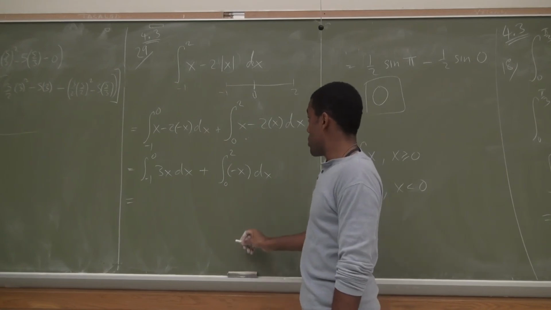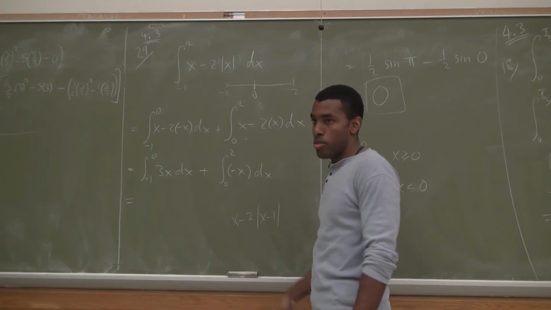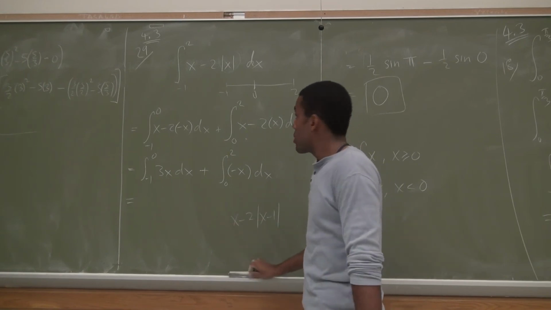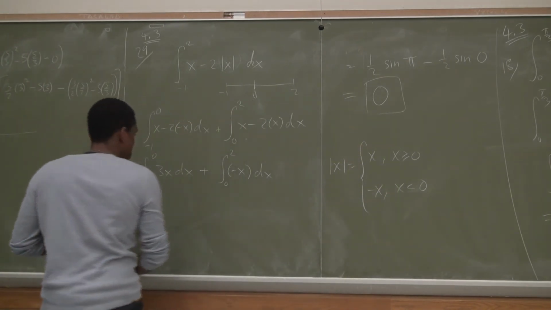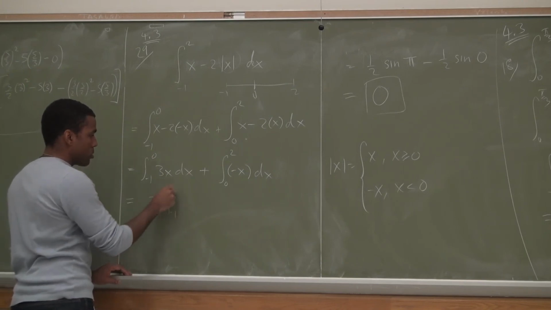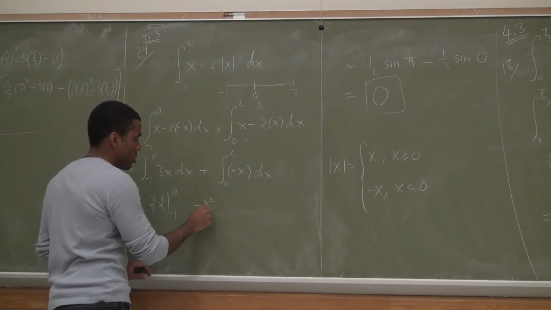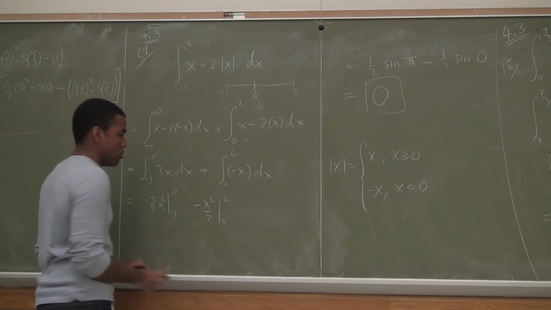If I had something like x minus 2 times altitude divided by x minus 1, I would break it around 1. So this is 3 over 2 x squared, from minus 1 to 0, plus minus x squared over 2 between 0 and 2.